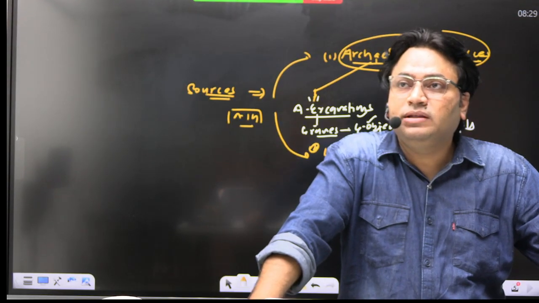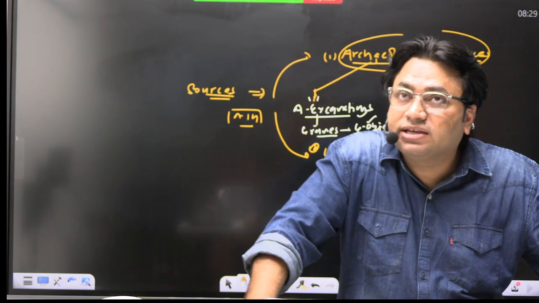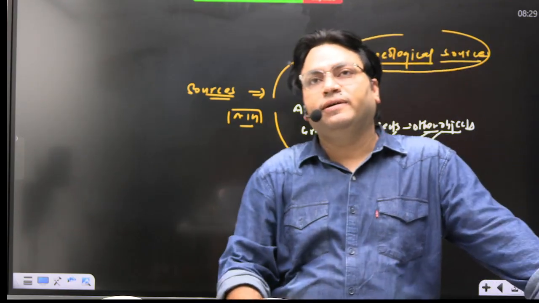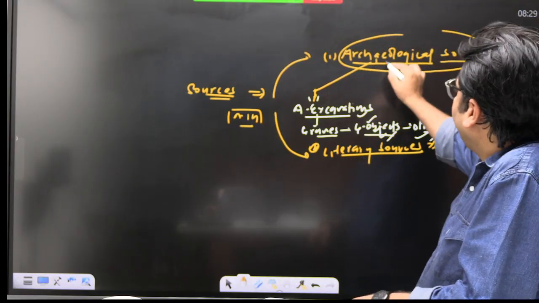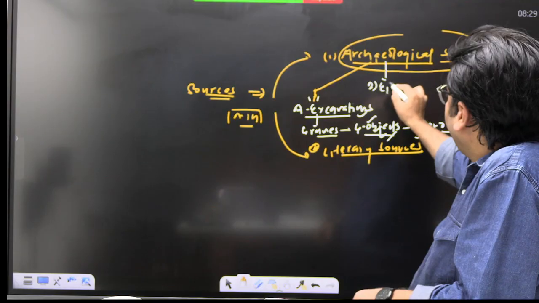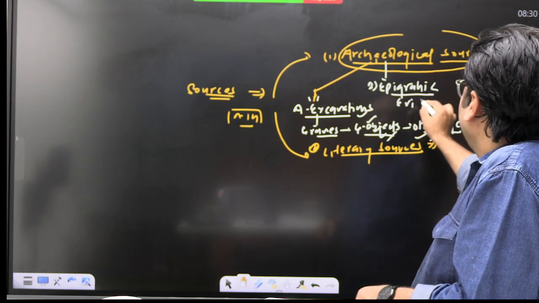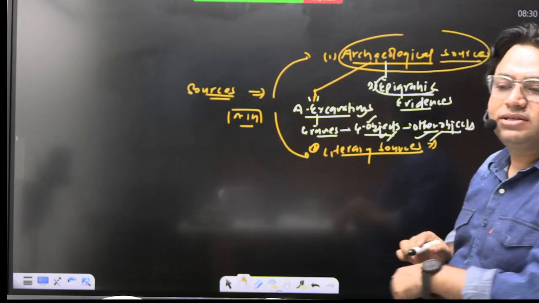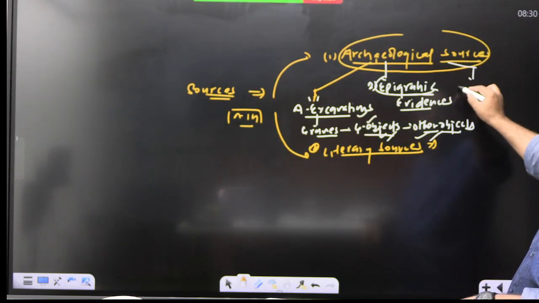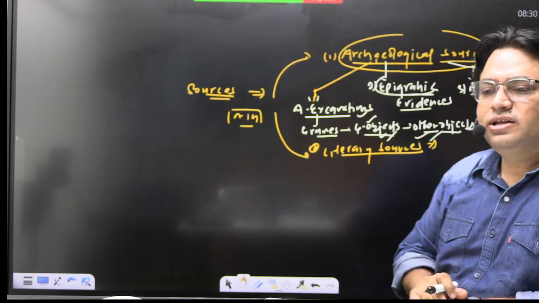This is also a part of our general awareness. You must know about excavations at Rakhi Gadi. Are you getting my point? So suppose epigraphic evidences, write this word, epigraphic evidences. These are also part of archaeological evidences. In the same way, numismatics, this is also a part of archaeological sources.